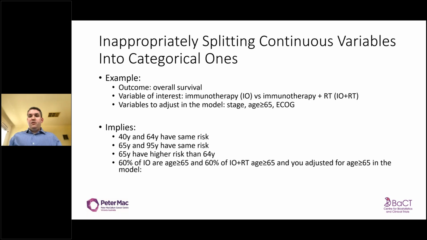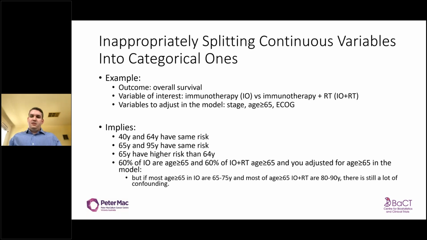However, let's suppose that of the elderly patients in the immunotherapy arm, most were between 65 and 75, and in the immunotherapy plus radiation arm, most are between 80 and 90 years old. So despite having adjusted by age as a dichotomous variable, you might still have a lot of confounding here. This will affect your estimates, and you might have wrong conclusions and wrong estimates because of inappropriate adjustment for the variable age.